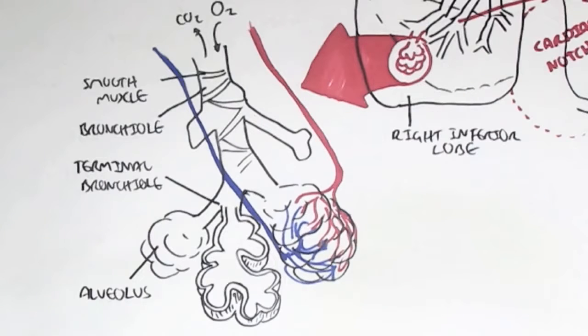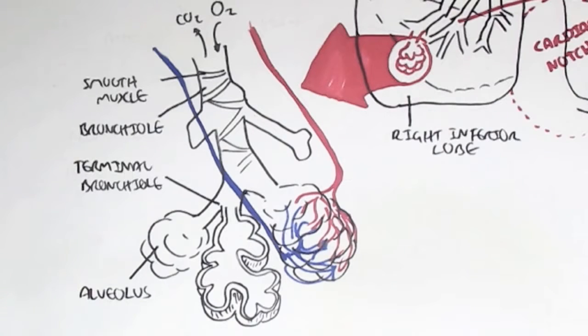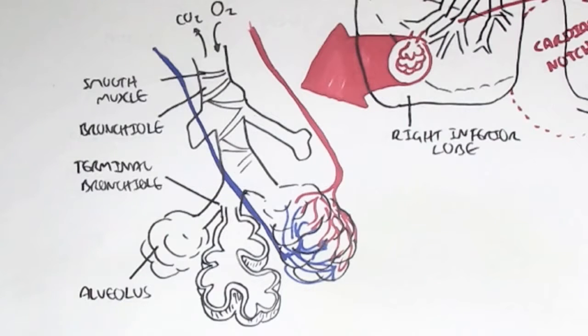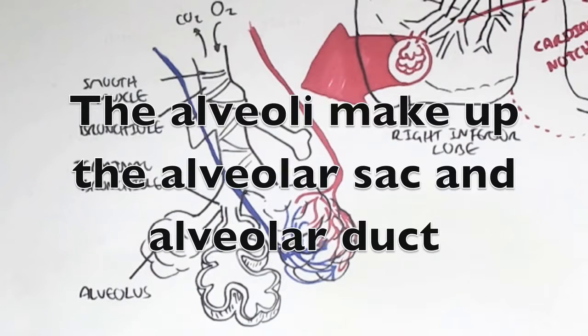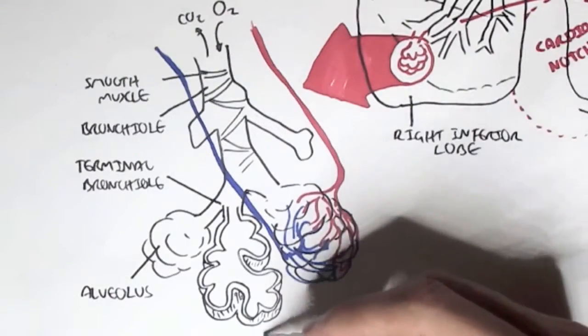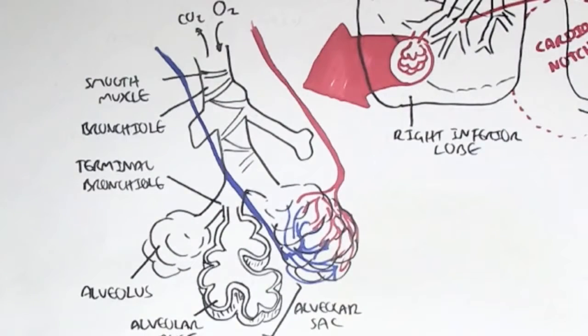So I hope this makes sense. An important terminology is that one of these ball-looking things is known as an alveolus. Many of these ball-looking things are known as alveoli. So one alveolus, many alveoli. And they make up the alveolar sac or duct. Hope this makes sense. So here we have the alveolar sac, which contains many alveoli, and then we have the alveolar duct, which basically is the area which connects to the terminal bronchiole, you can say.